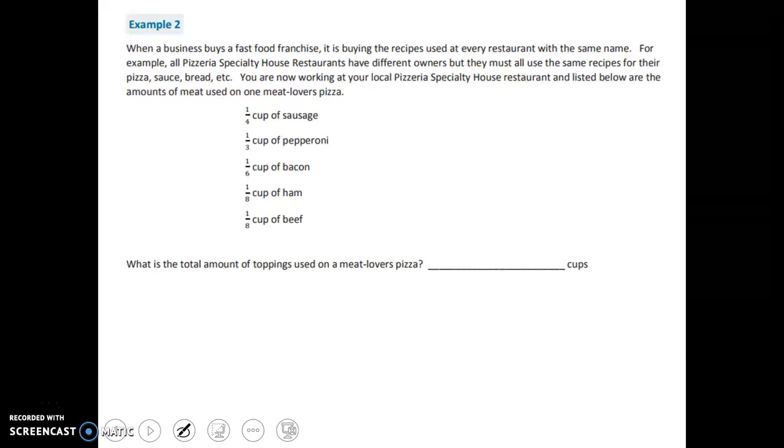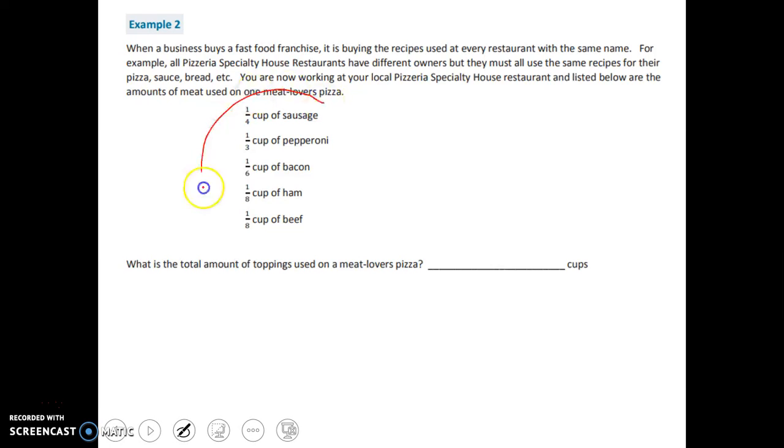All right, example 2. When a business buys a fast food franchise, it will buy the recipes used for every restaurant with the same name. For example, all pizzeria specialty house restaurants have different owners, but they all must use the same recipes as the pizza, sauce, bread, and etc. You are now working at your local pizza specialty house restaurant, and listed below are the amounts of meats used on one meat lover's pizza. What is the total amount of toppings used on a meat lover's pizza?